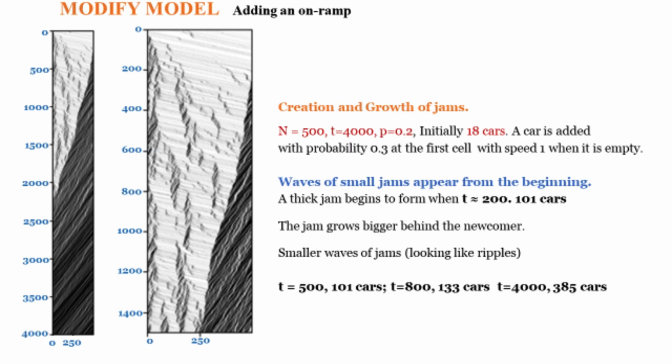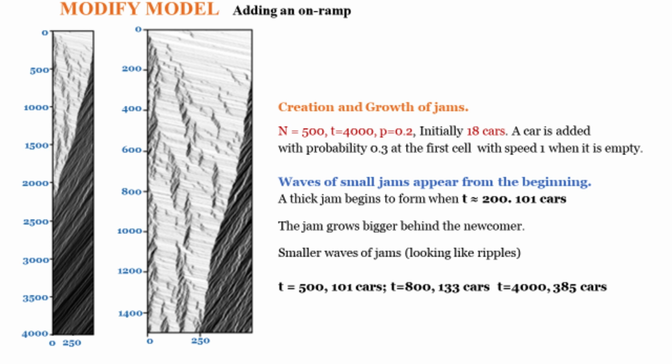We modified our model a little bit to allow any flow of cars. So starting from 18 cars, a car is added with probability of 0.3 at the first cell with speed 1, only when the cell is empty. So small jams appear from the beginning, and a thick jam begins to form at T about 200.